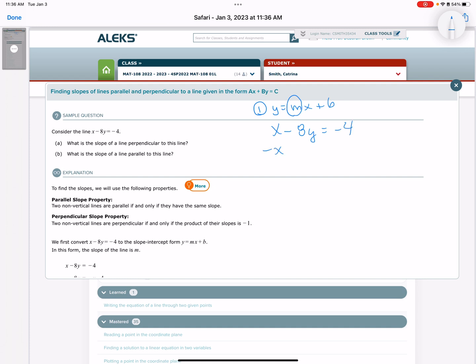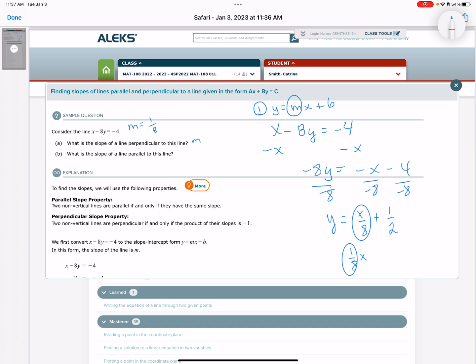So I'm going to subtract x, so I get negative 8y equals negative x minus 4, divided by negative 8. Y equals x over 8 plus 1/2. The only thing I care about here is my slope, and so I can write that as 1 over 8 x, where this here is my slope. So my slope for this is 1 over 8.